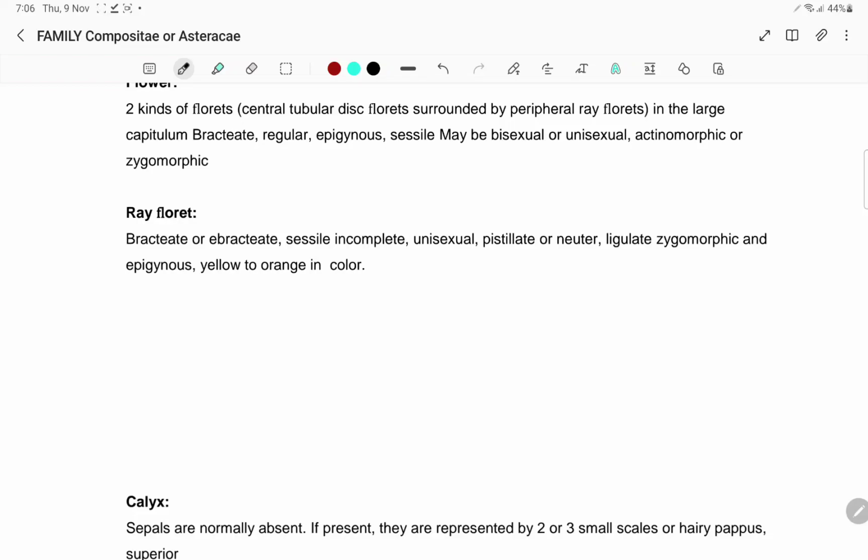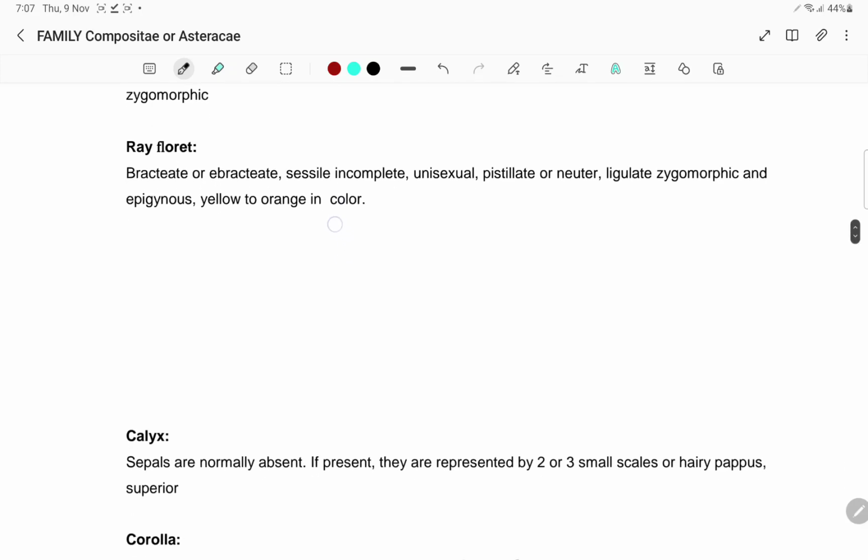So regular, epigynous, inferior ovary, sessile, may be bisexual or unisexual, actinomorphic or zygomorphic. Ray florets, bractate or ebractate. Disc florets are bractate. Ray florets are bractate or ebractate, sessile and incomplete. Unisexual, pistillate or neuter. Ligulate, zygomorphic, epigynous. Here also it is an inferior ovary, yellow or orange in color.